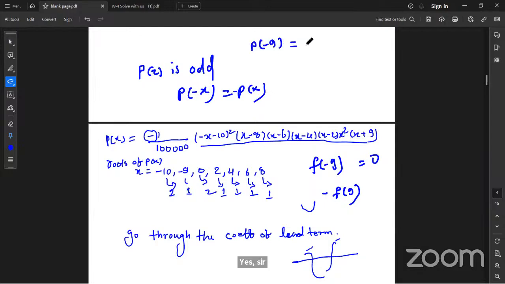Sir, can't you use 0? Sir, can't we directly use the definition of an odd function? Sir, but we can use only the leading coefficient and the highest degree. See, there is no constraint on the leading coefficient. I am saying if a function is odd, then this property should hold.